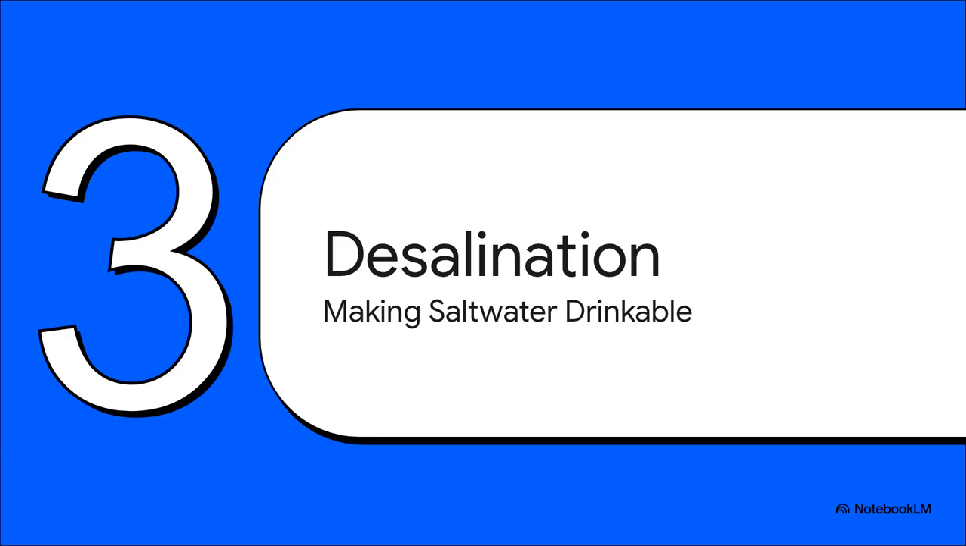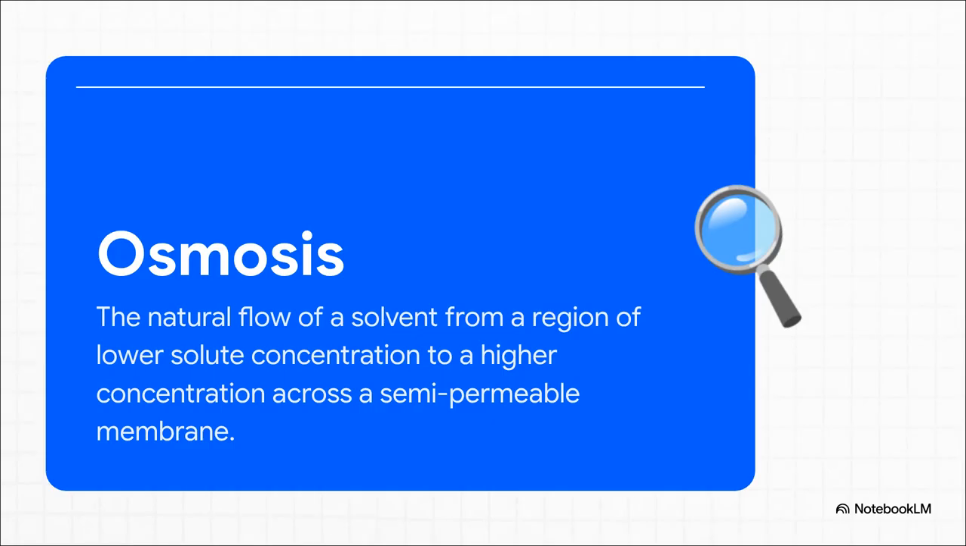We're going to look at the main technology used today to turn salt water into fresh water: reverse osmosis. So, to understand reverse osmosis, you first have to understand regular osmosis. It's a basic law of nature. Imagine you have salt water on one side of a special filter and fresh water on the other. Nature wants to balance things out, so the fresh water will actually move towards the salt water to try and dilute it. That natural push is called osmotic pressure.